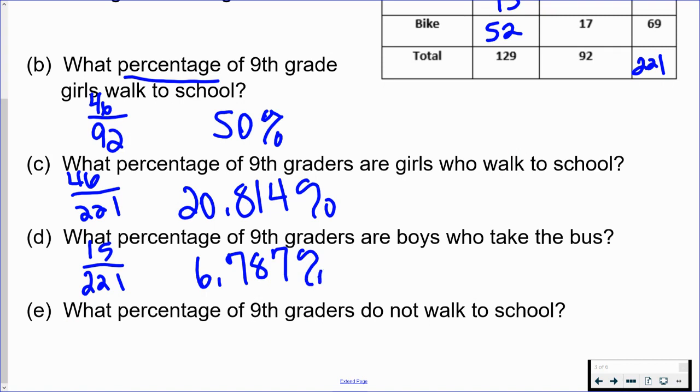Okay, so 6.787%. Now, last one. What percentage of 9th graders do not walk to school? Okay, so 221 is still our bottom number because it says what percentage of 9th graders. And then it says do not walk to school. Okay, so let's go up and take a look.